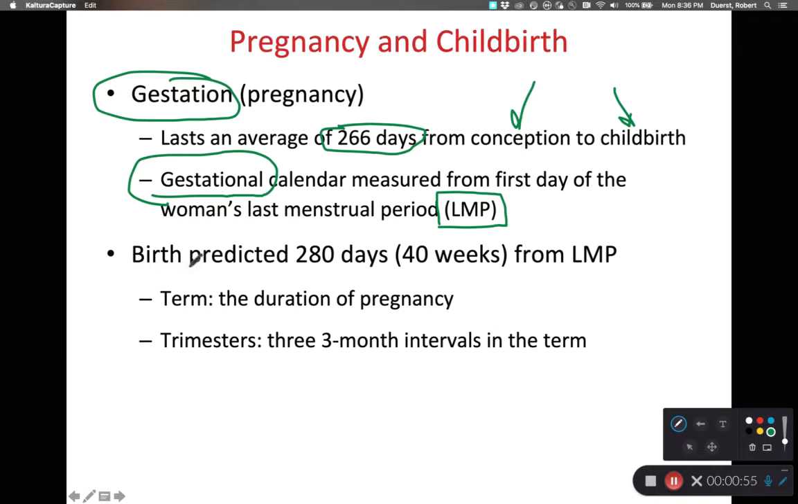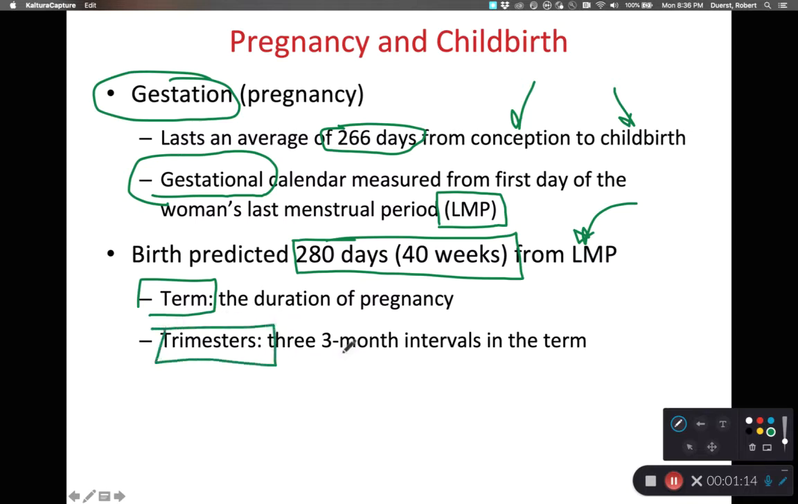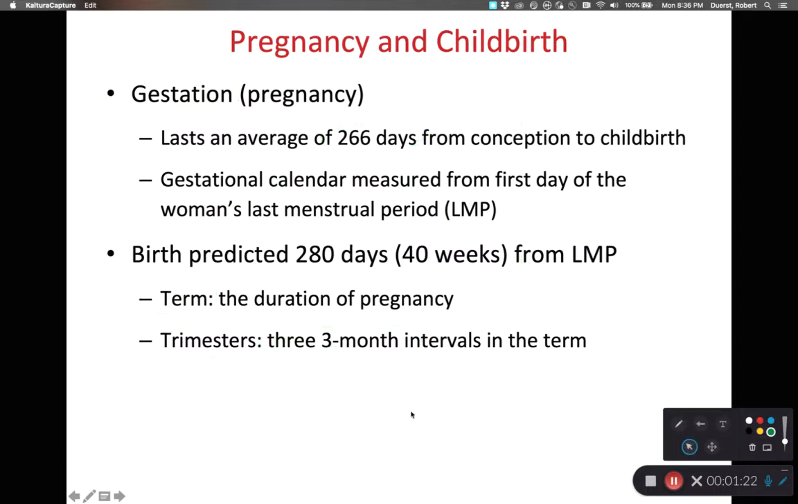So as we look at birthing, we assume 280 days or 40 weeks from the last known menstrual period. And this is going to be the full term, the duration of pregnancy. We can take this duration of pregnancy and break it up into trimesters. Each trimester is going to be 3 months long. We have three 3-month periods or three 12-week periods for someone to be full term.